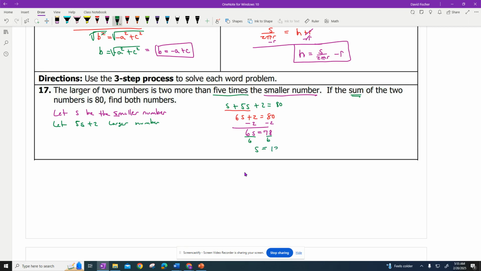I'm getting a smaller number is 13. So then my larger number is, I want to put the 13 over here. I want to take 5 times 13 plus 2. And are you getting 67? I hope so.